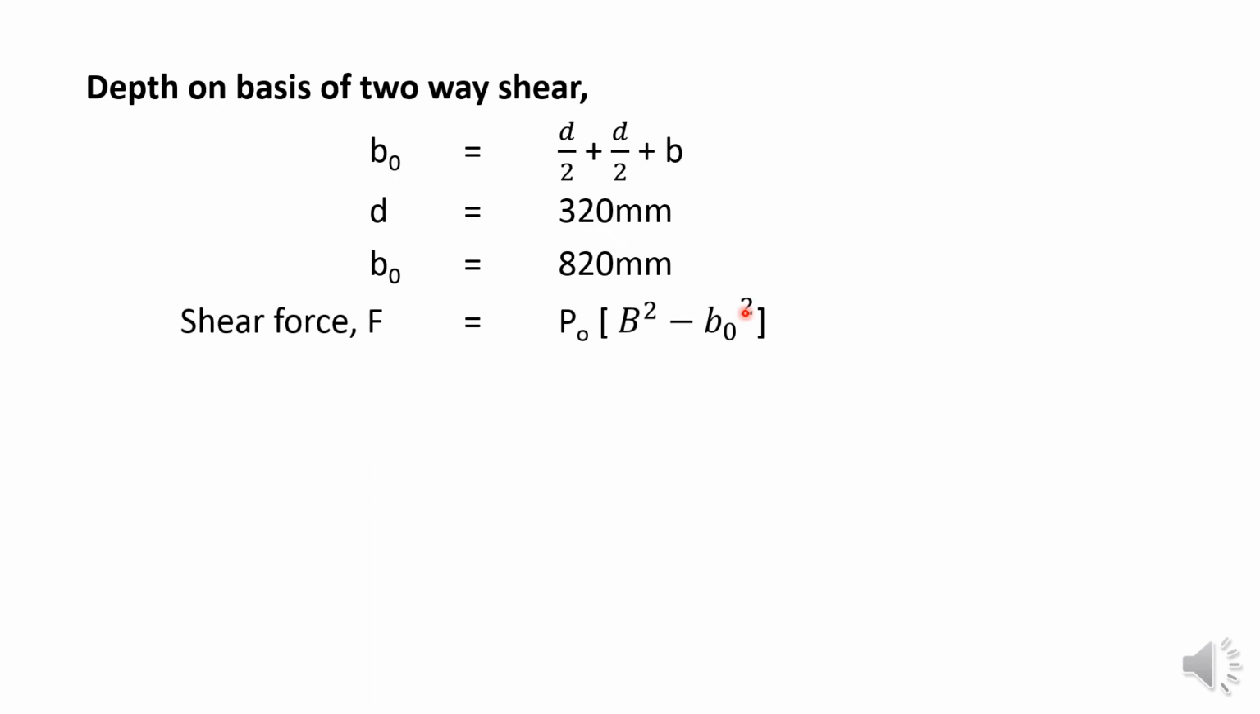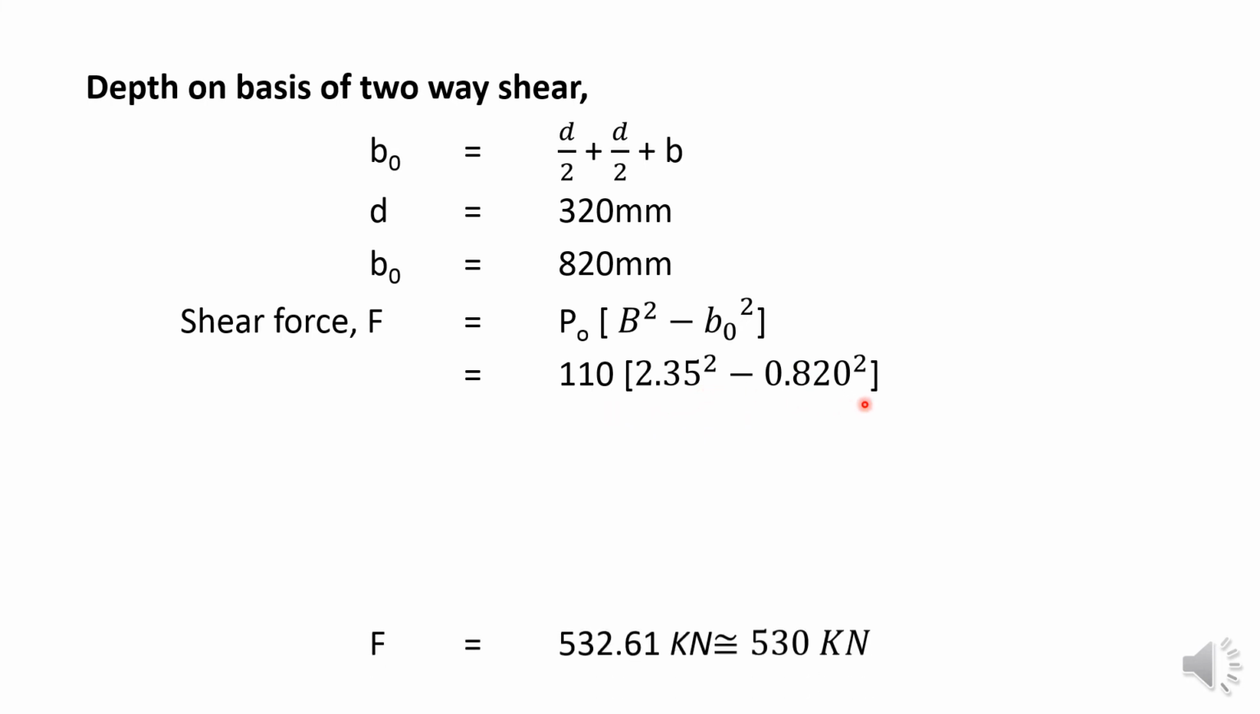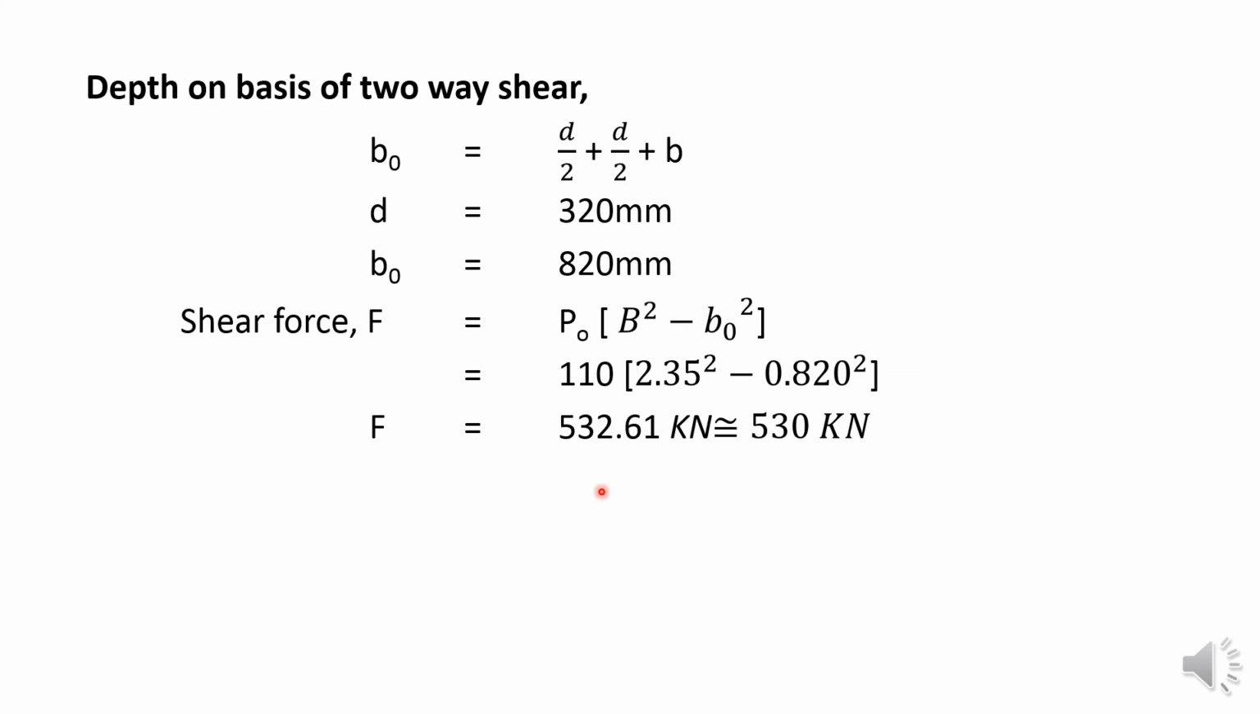Next, depth based on two-way shear. So b0 is equal to d by 2 plus d by 2 plus B. So d is equal to 320 mm, b0 is equal to 820 mm. Shear force F is equal to p0 into B square minus b0 square. Substitute the value here, 110 into 2.35 square minus 0.82 square. So F is equal to 532.61, that's approximately 530 kilonewton.